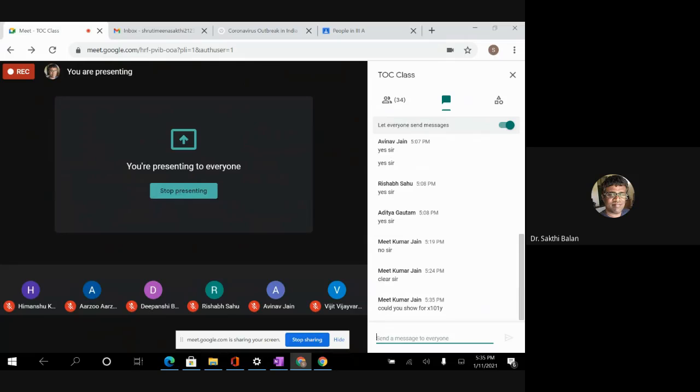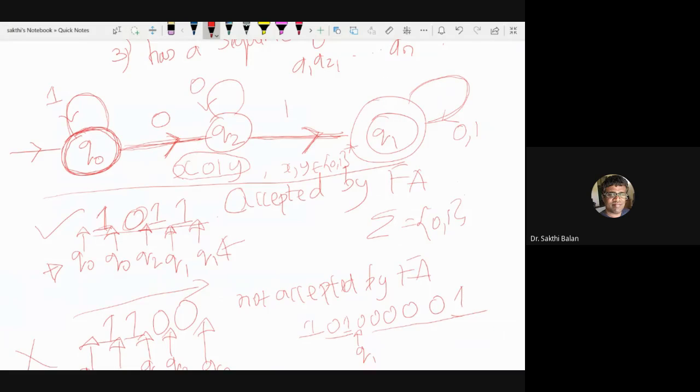Could you show for X101Y? Yeah, see, whenever you are seeing 1 0, you are already in Q1, right? So let me go back. So X101Y, right? So whenever you are reading 0 1, you will be in Q1 always. So here itself you will be in Q1.